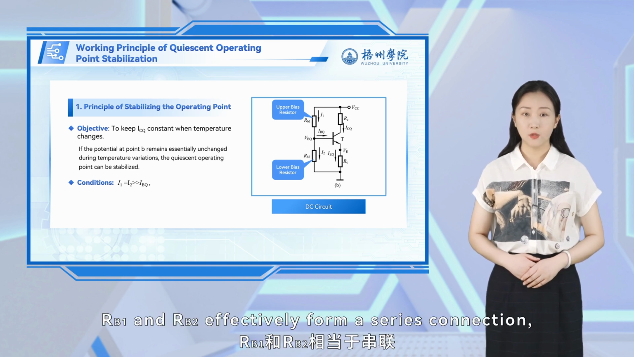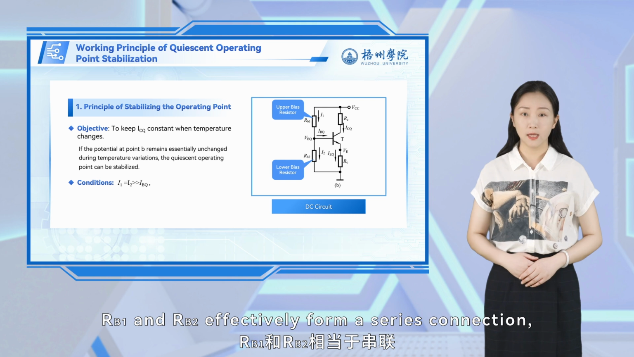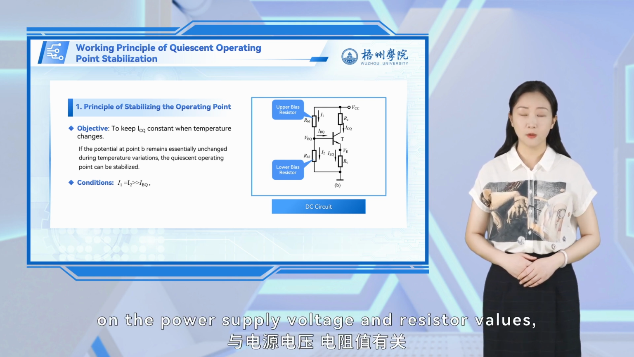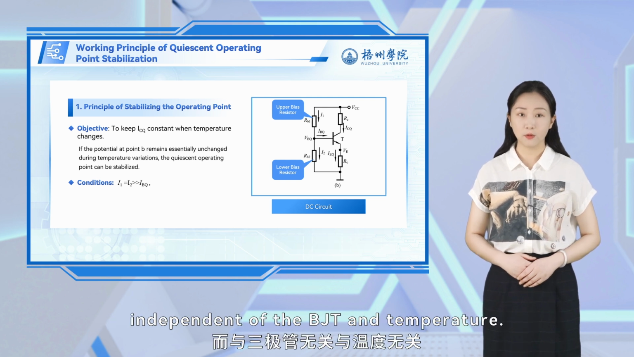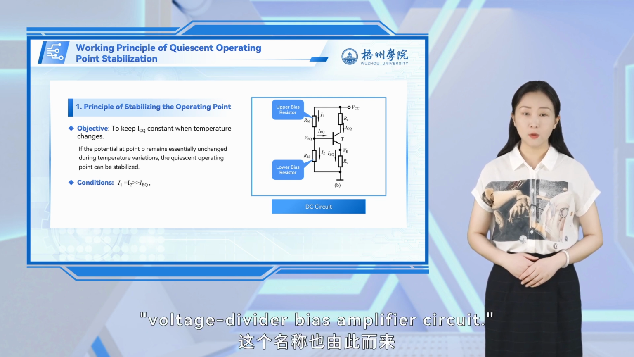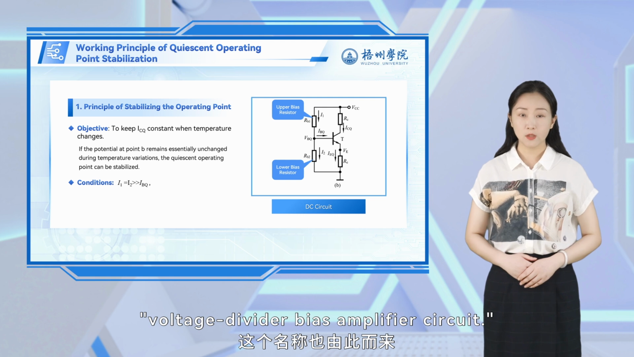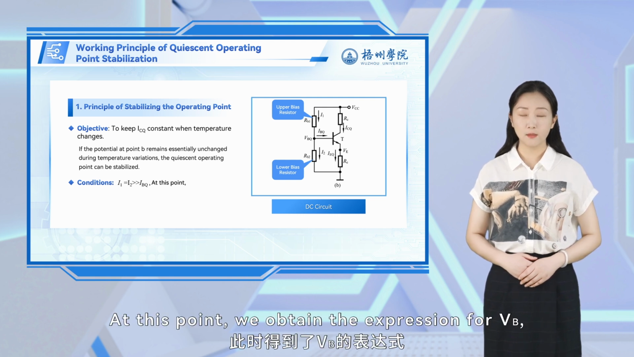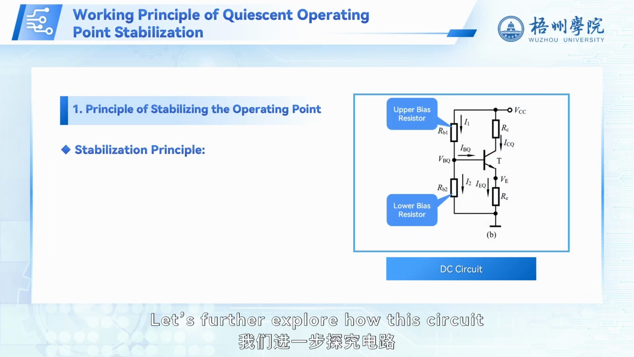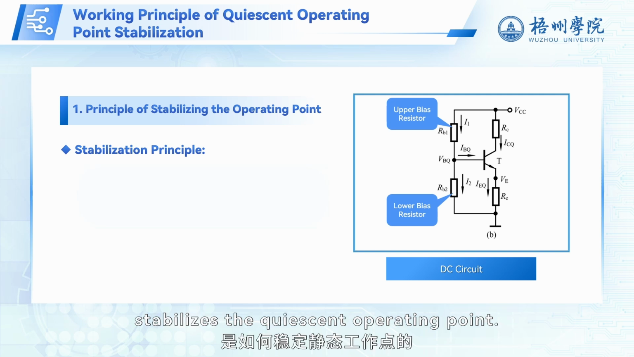RB1 and RB2 effectively form a series connection, and the voltage at point B depends only on the power supply voltage and resistor values, independent of the bipolar junction transistor and temperature. Hence the name, voltage divider bias amplifier circuit. At this point, we obtain the expression for VB, which is temperature independent. Let's further explore how this circuit stabilizes the quiescent operating point.